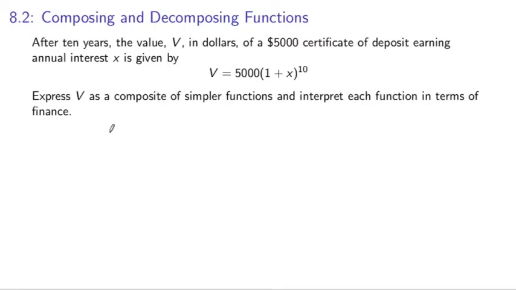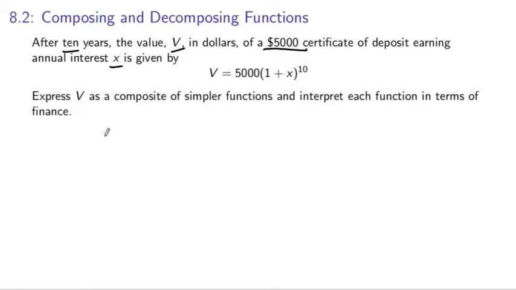After 10 years, the value V in dollars of a $5,000 certificate of deposit earning annual interest x is given by this following function. V is 5,000 times the quantity 1 plus x all to the 10th power. So 10 represents the years, x is the rate, 5,000 is the initial amount we deposit, the value is what we get out. Express the value as a composite of simpler functions and interpret each function in terms of finance.